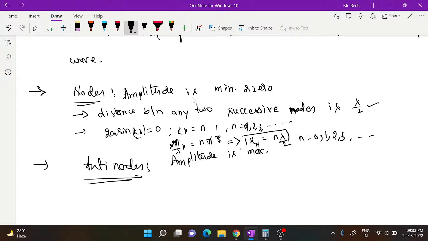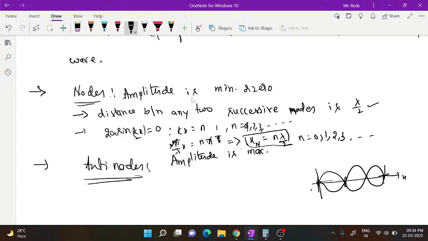N equal to 0, first node will get. So if you see this waveform, if a wave is going like this and after reflection it is coming back like this, then at x is equal to 0, n equal to 0, here you will get a node. Then at x is equal to lambda by 2 you will get one more node. Then at the next one, 2 lambda by 2, that is lambda, next node, 3 lambda by 2, like this. At integral multiples of lambda by 2 positions, this is x in terms of lambda, we get nodes. So this gives the positions of nodes.